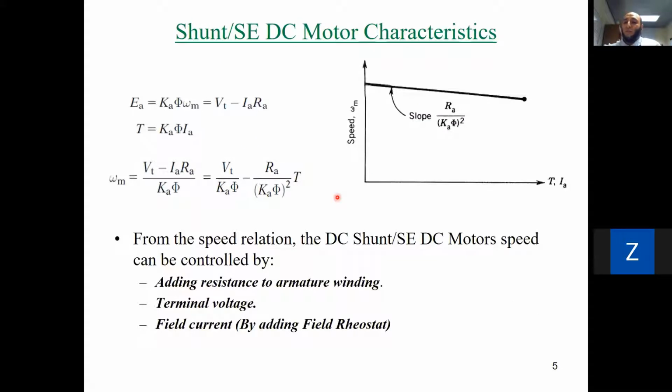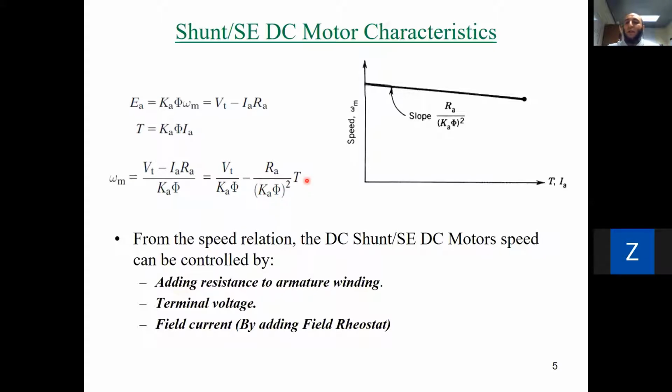For the characteristic, if we would like to plot the torque-speed characteristic, simply we have the relation EA equals K phi omega, which is equal to V terminal minus IA RA. We would like to get omega on the left-hand side, so reformulate the equation. We'll find omega equals (V terminal minus IA RA) divided by K phi, and we can substitute IA by the value of torque divided by K phi, so the relation will be like that: V terminal divided by K phi minus RA divided by K phi squared multiplied by torque.